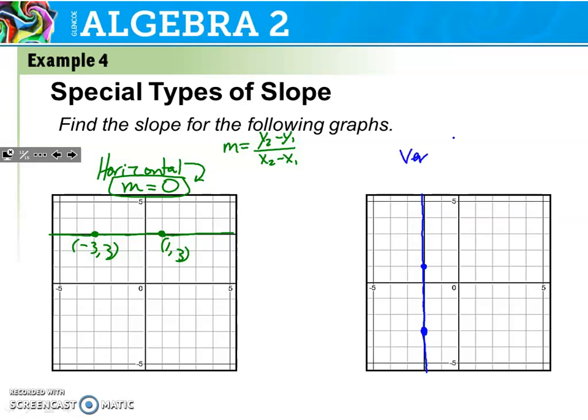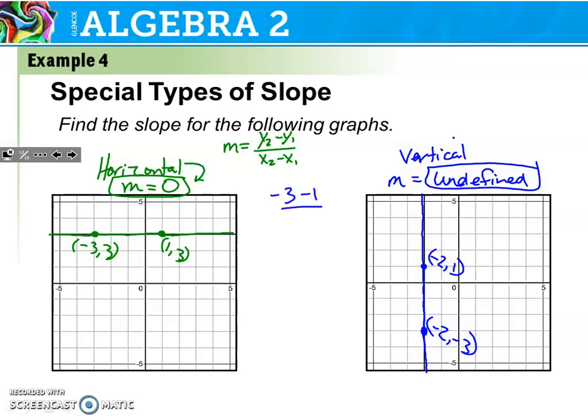Okay? This is an example of a vertical line. That's vertical. The slope of our vertical lines is undefined. Again, that's just something you need to have memorized. If you don't have it memorized, you can always plug it in. You've got the point negative 2, 1, and you've got the point negative 2, negative 3. Remember, if you do plug this in, negative 3 minus 1 over negative 2 minus negative 2, gives me a negative 4 over 0. I cannot divide by 0, and since I can't divide by 0, that's why that's undefined.